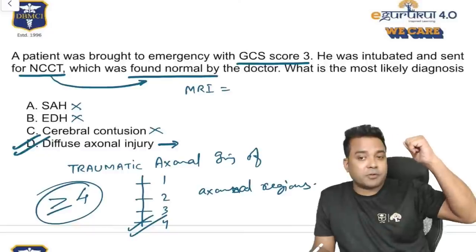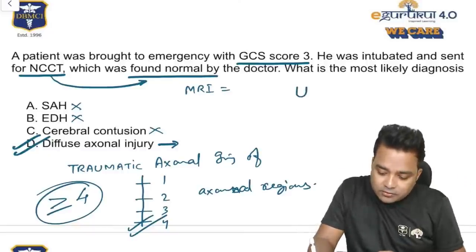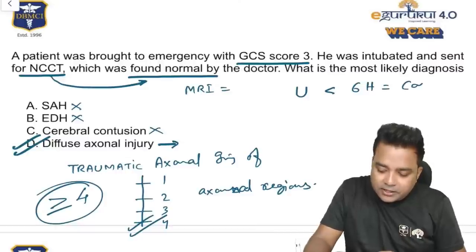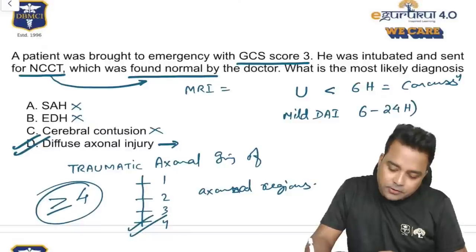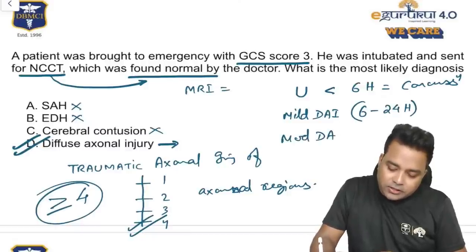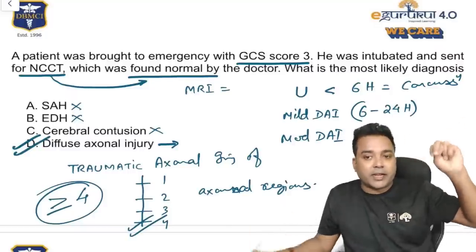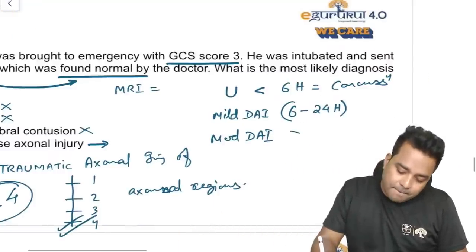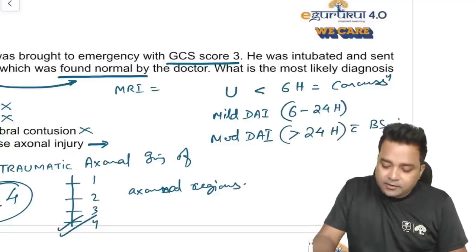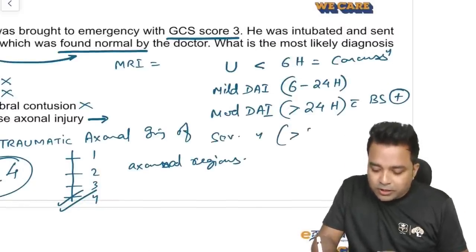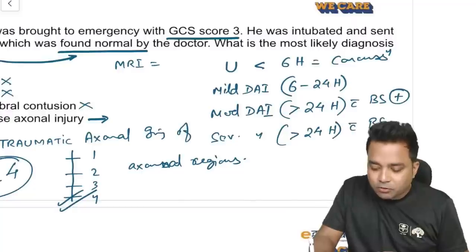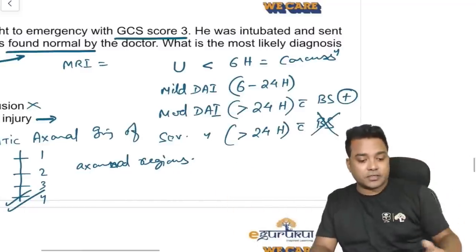DAI is classified as mild, moderate or severe. If the person is unconscious for a period of less than 6 hours, this remains a case of concussion for us. When do we call it mild DAI? When the unconsciousness is beyond 6 hours till 24 hours. When do we call it moderate? When there is unconsciousness with all these conditions, CT normal, MRI with petechial hemorrhages, and the unconsciousness is more than 24 hours with brainstem intact, meaning brainstem reflexes are present. When do we call it severe? Severe DAI, more than 24 hours unconsciousness with brainstem functions gone. Done? Simple classification.